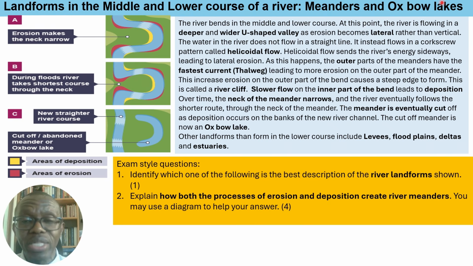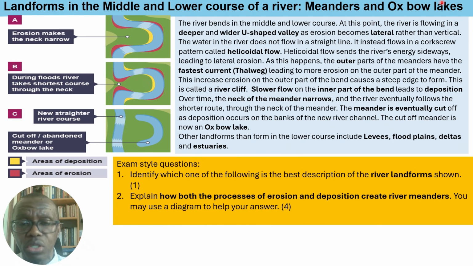And at this point, the river is flowing in a deeper and wider U-shaped valley, as erosion becomes lateral rather than vertical. So we did mention that lateral erosion is where the river is eroding outwards rather than cutting downwards. Now, the water in the river does not flow in a straight line. Instead, it flows in a corkscrew pattern called helicoidal flow. So helicoidal flow here means that it's spinning as it flows.